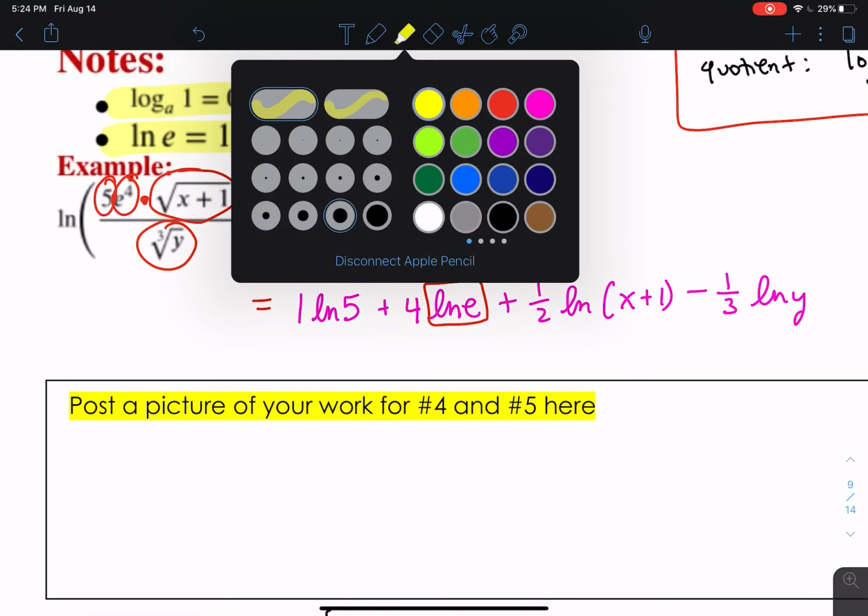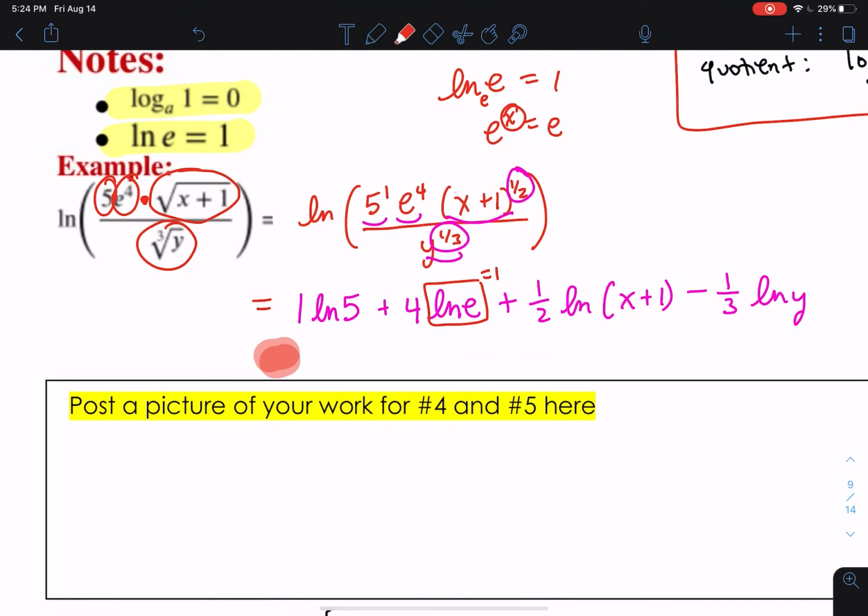So if we know that natural log of e is just 1, then our final answer is natural log 5 plus 4 times 1, which is just 4, plus a half natural log x plus 1 minus 1/3 ln y. Cool.